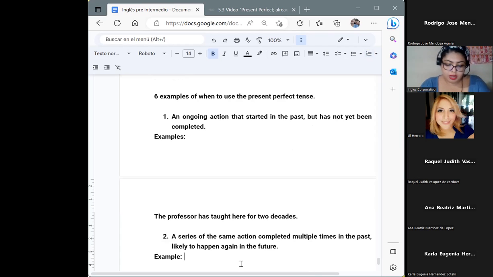In this case, we have the example. I've seen the movie 6 times. This is something kind of funny because it's not fantasy, it's a reality. Because when we like a movie that much, we can see that movie multiple times.